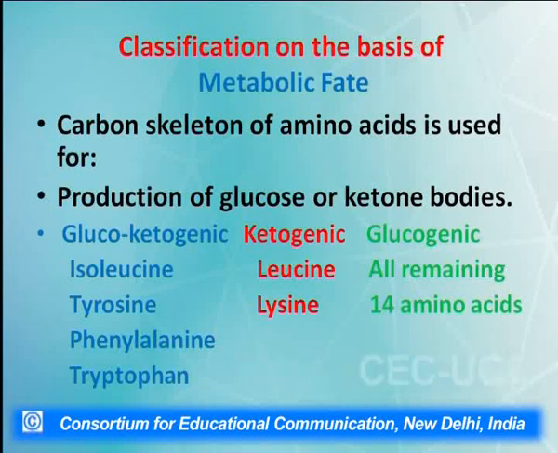So that means now we've done the classification on 3 bases. First is on the nutritional basis, which I'll be discussing right away, the essential and the non-essential amino acids. We've discussed in detail the classification on the basis of the side chain, that is R, and also on the basis of the metabolic fate of amino acids in our body.